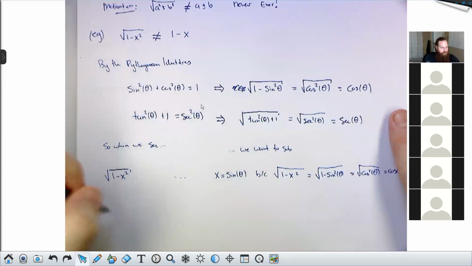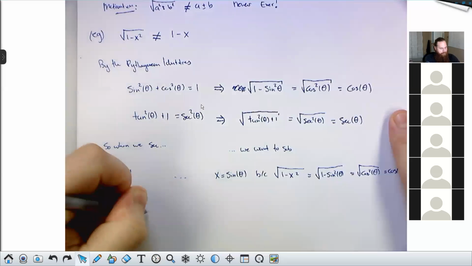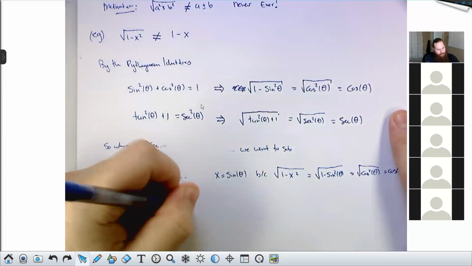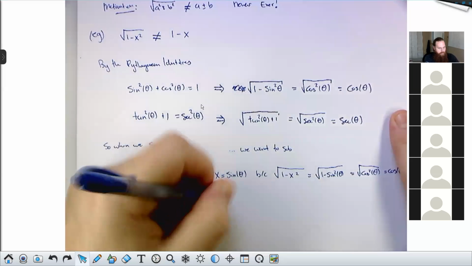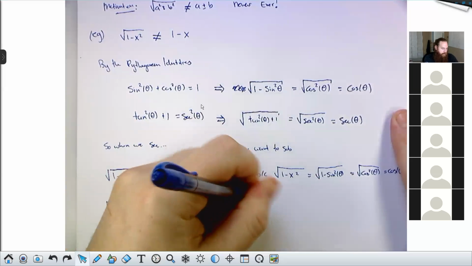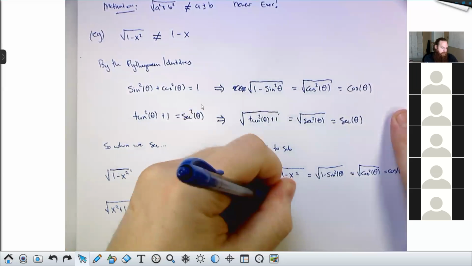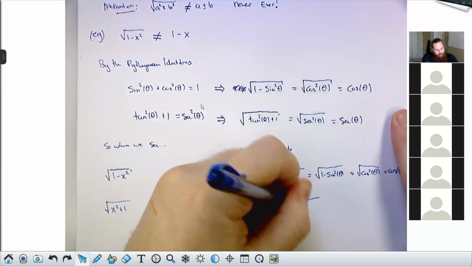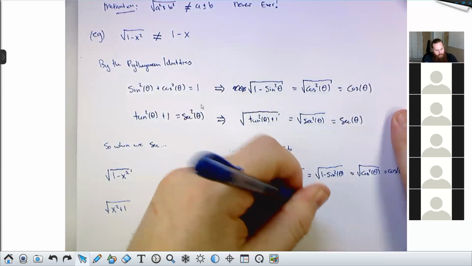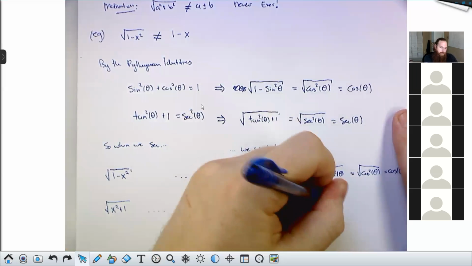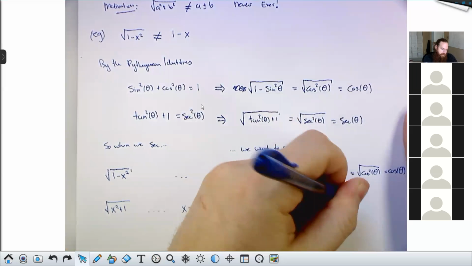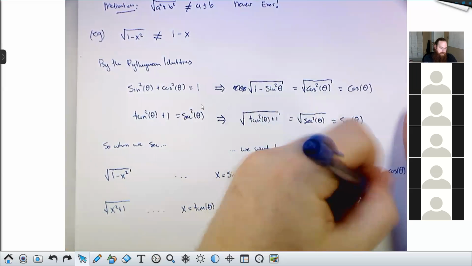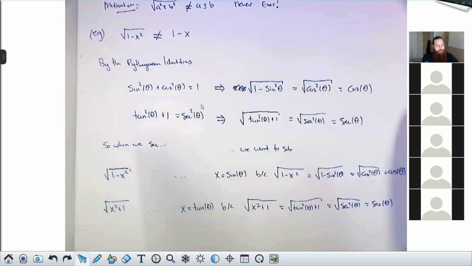Similarly, if I had something like square root of x squared plus 1, then I would want to substitute x equals tan theta, because then the square root of x squared plus 1 would become the square root of tan squared theta plus 1, which would be the square root of secant squared theta, which is just secant theta. So you can get rid of these weird square root expressions by substituting in the appropriate trig function.